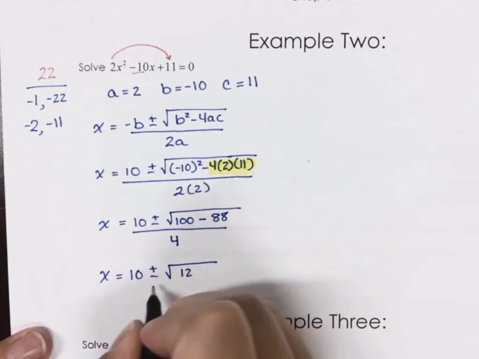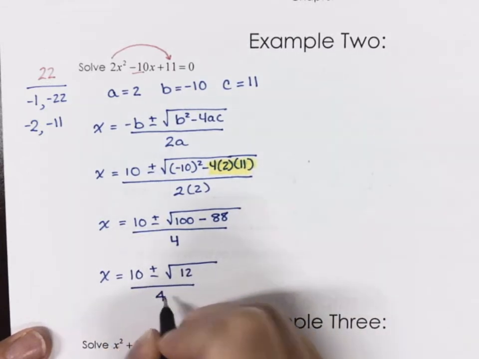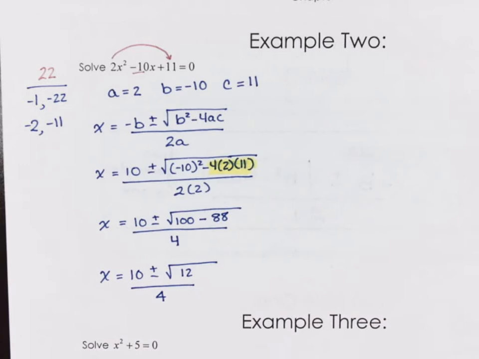That's going to be 12. Okay, so we've simplified it. Is 12 a perfect square? No, it is not. We can reduce that radical if we wanted to, and we will a little bit more, but we're going to go into decimals for this one.